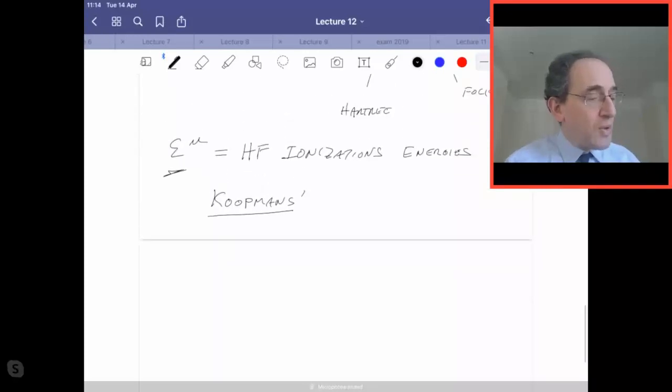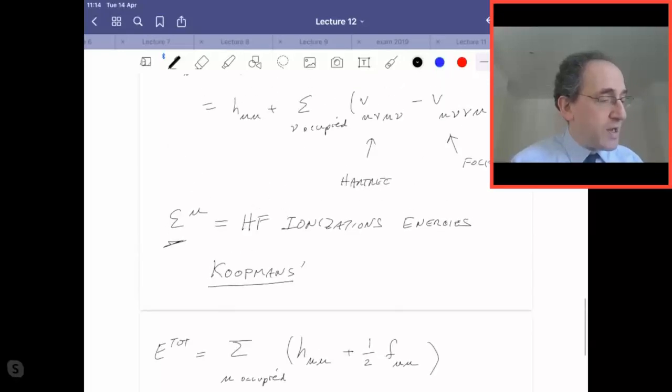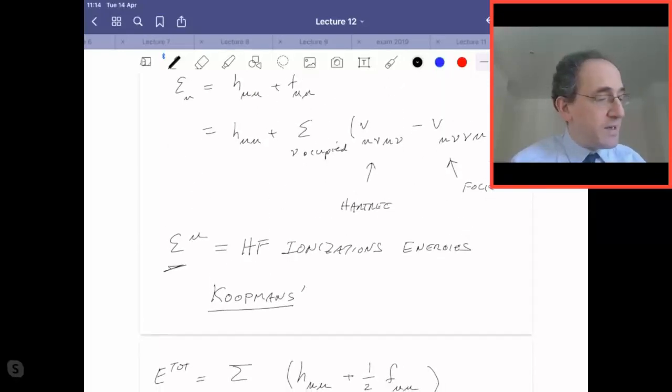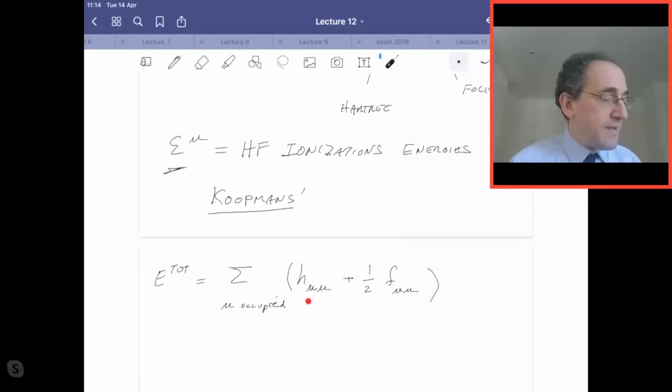Okay, anyway, the total energy of the Hartree-Fock state, E total, is given by the sum over the filled, occupied orbitals, of h mu mu, because we're in this diagonal basis, plus 1/2 f mu mu. If I look up here, the ionization energies are h mu mu plus f mu mu, and here to get the total energy, I have h mu mu plus 1/2 f mu mu. And this 1/2 is there to prevent overcounting.